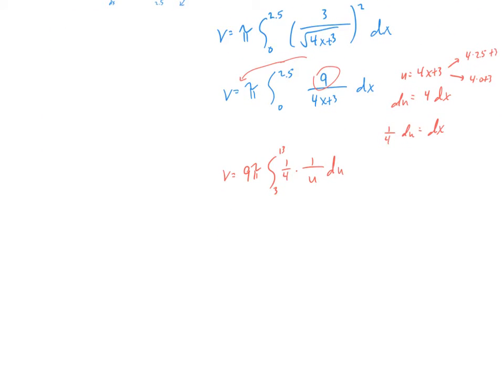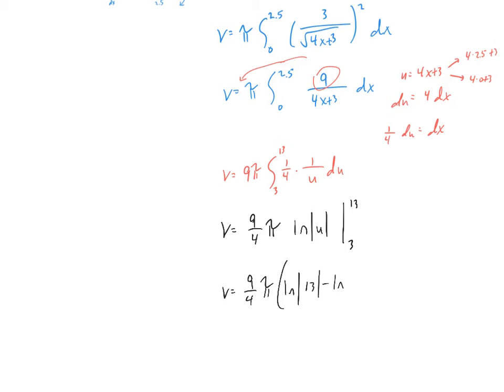Let's keep going here. So I'm going to factor out my 1/4, which I didn't before. So v equals 9/4 pi times 1 over u, that is the natural log of u, evaluated from 3 up to 13. 9/4 pi times the natural log of 13 minus the natural log of 3. Okay, and that looks like a really ugly number.